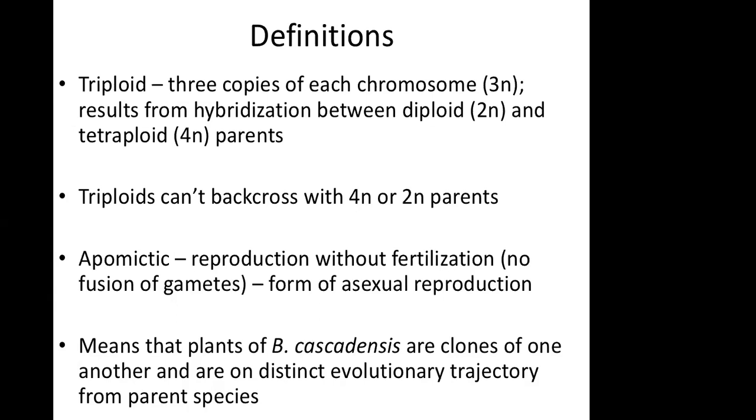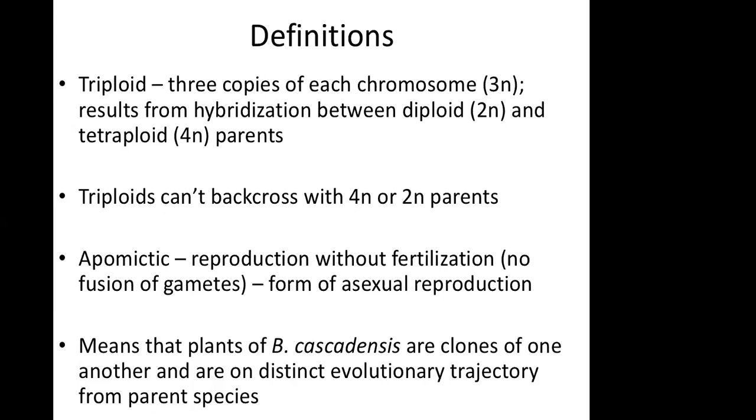So what does that mean? Those triploids can't backcross with either of the parents, so you don't get a hybrid swarm. Some of you may be familiar with the way that balsamroots hybridize when they come together, and you get all these crazy intermediates. You're not going to get any crazy intermediates here. These things can only reproduce with themselves, if they can reproduce at all. But this is a particularly different set of plants because they are apomictic. Apomixis is a form of reproduction in plants where you get reproduction without fertilization.